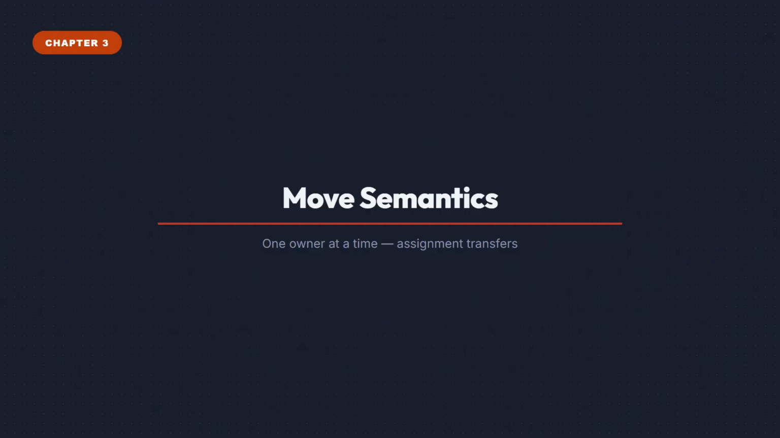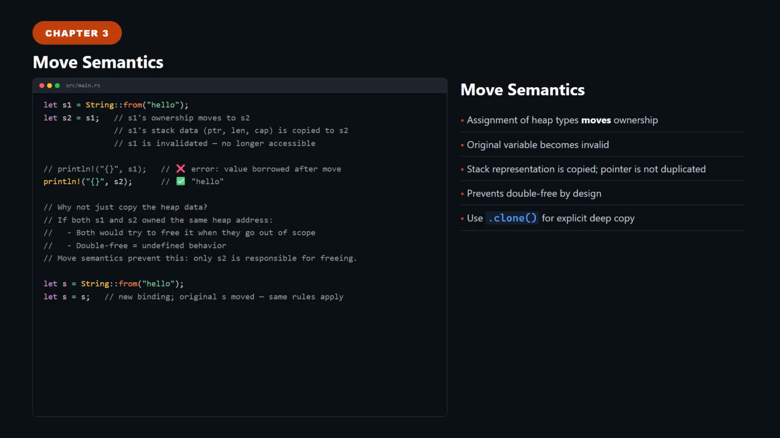Chapter 3. Move semantics. Let s1 = String::from("hello"). Let s2 = s1. s1's ownership moves to s2. The stack data, pointer, length, and capacity, is copied, but ownership transfers. s1 is invalidated. If both owned the same heap address, both would try to free it. Double free. Undefined behavior. Move semantics prevent this. Only s2 is responsible.